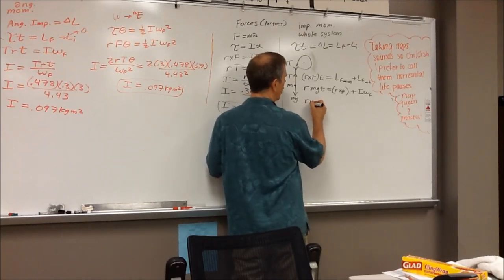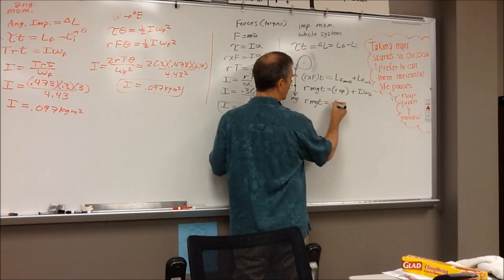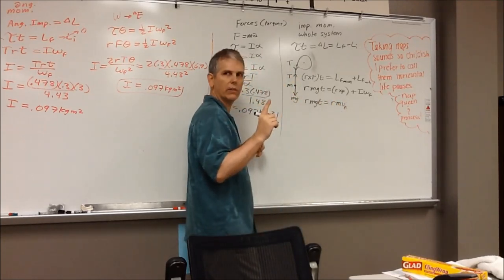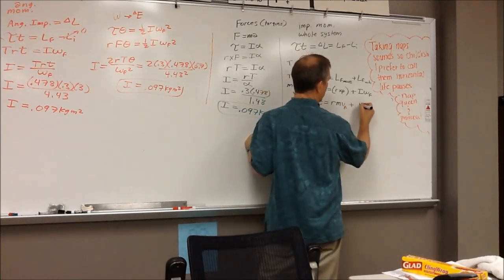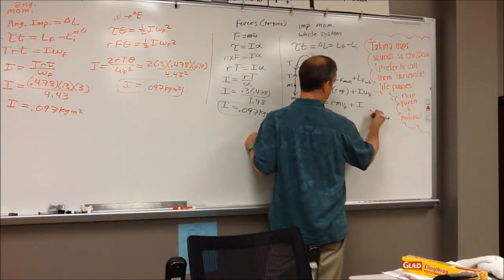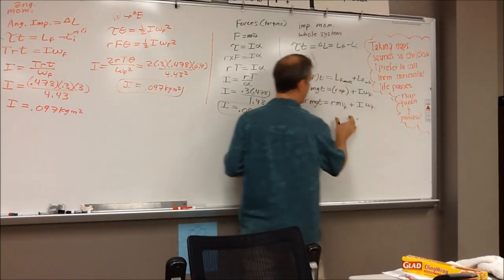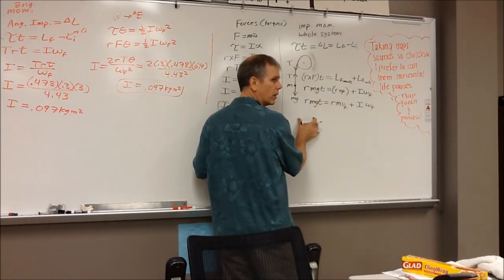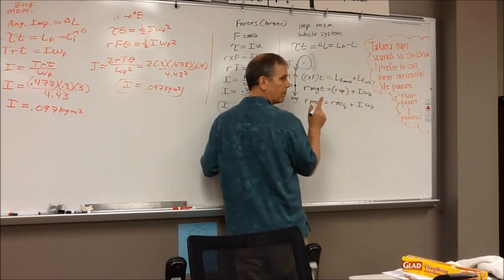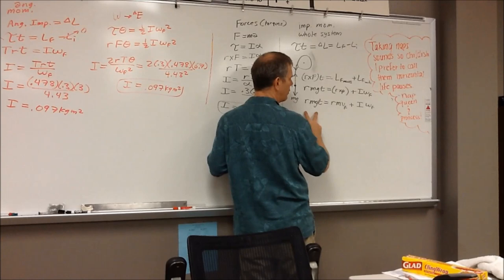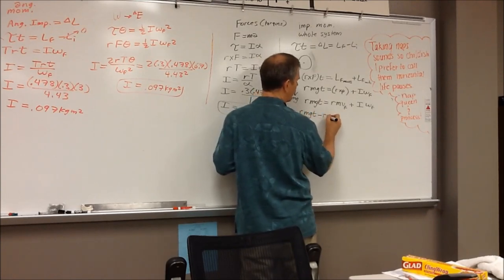Okay. So we get R M G T equals R M V final, that's for the mass, plus I omega. I'm going to change this here in a bit. Bring this over. So I'm going to gather these up, and I get RMGT minus RMV. And won't that all be over omega final?